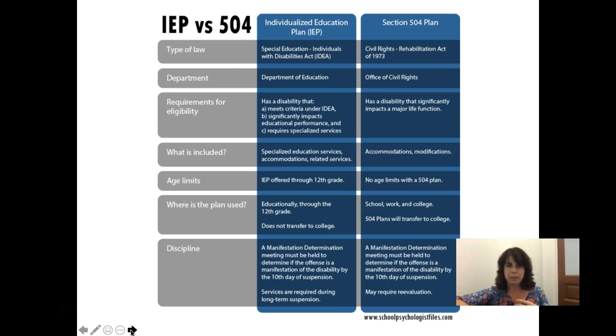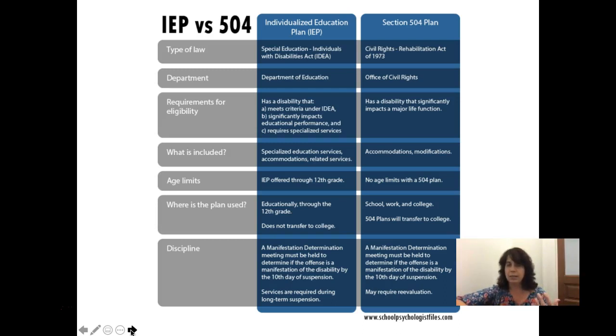So an IEP is going to provide specially designed instruction for a particular student, whereas a 504 plan is going to more talk about provide accommodations, modifications for a student who might have a disability. You can see that there's no age limit with the 504, whereas an IEP is only through age 21. An IEP is provided in the school setting, doesn't transfer to college, whereas a 504 plan will possibly transfer with a student to college. And discipline is going to differ as well.